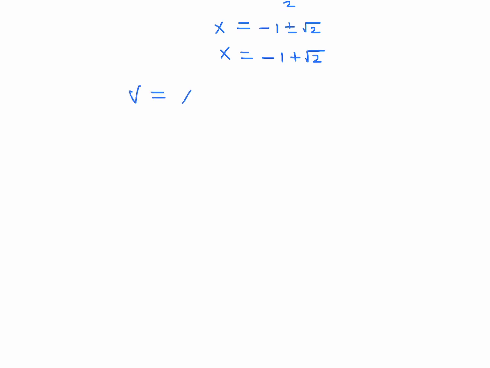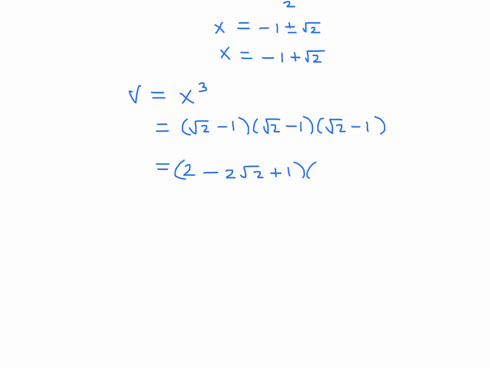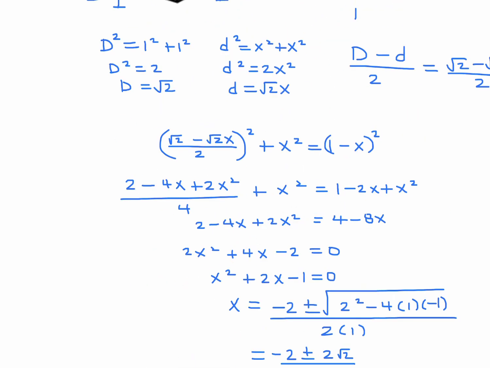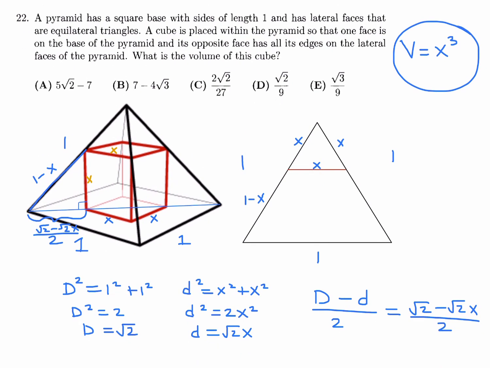So volume is equal to x to the power 3. So that's root 2 minus 1 times root 2 minus 1 times root 2 minus 1, like that. So that's 2 minus 2 root 2 plus 1, root 2 minus 1, like this. 3 minus 2 root 2, and we got root 2 minus 1. Again, multiplying this all out, we get 3 root 2 minus 3 minus 2 times 2, so minus 4, plus 2 root 2. So in the end, we got 5 root 2 minus 7. 5 root 2 minus 7, and that is, for number 22, choice A.